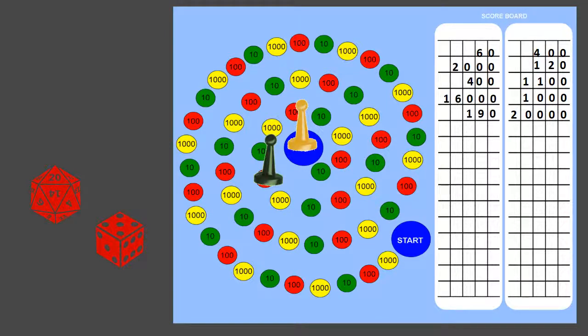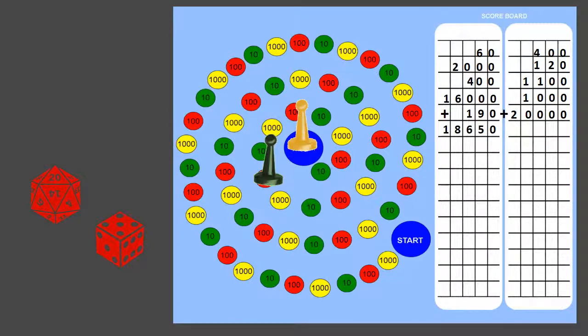Playing along, they will continue adding the numbers up until one person has gotten into the square or the circle in the middle. Once they've gotten there, it's up to the players to add up all their scores and see who has the highest score to win. So the winner isn't necessarily the person who gets into the circle at the end. It's the person with the highest score.